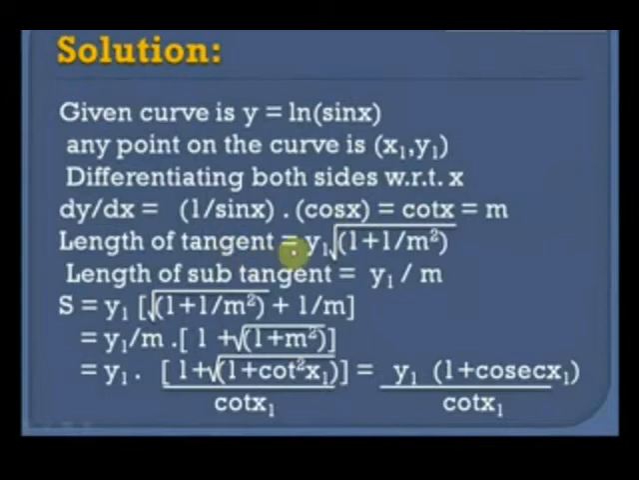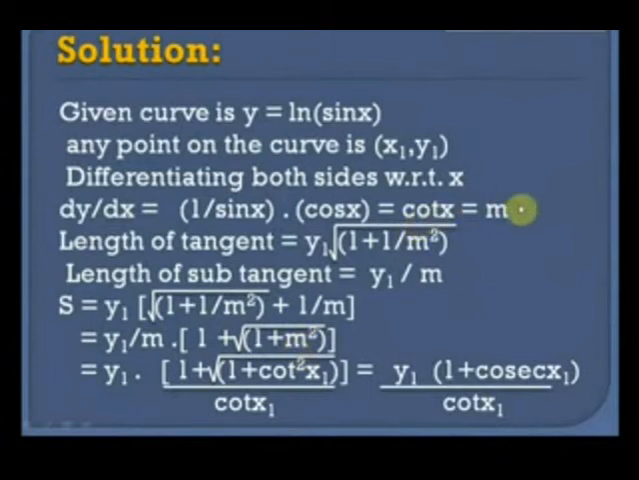Now the length of tangent is given by the expression y1 into under root of 1 plus 1 by m square, and the length of subtangent is given by y1 by m. Now s is equal to the length of tangent plus the length of subtangent. So we add both these expressions to get s equal to y1 into under root of 1 plus 1 by m square plus 1 by m. We take 1 by m as common and get s equal to y1 by m into 1 plus under root of 1 plus m square.